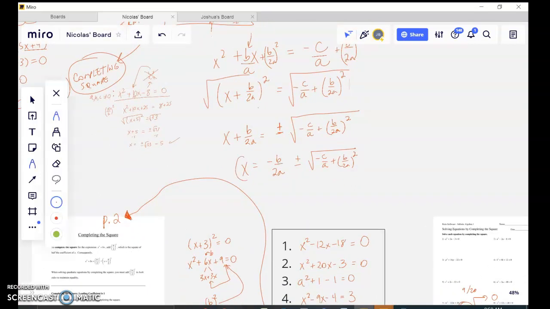This is the quadratic formula, but it looks horrible. So our question is, can we simplify this a little bit, make it look neater, clean it up a little bit? The first thing I notice is that I can expand this b over 2a squared. It just becomes b squared over 4a squared. So why don't I do that?